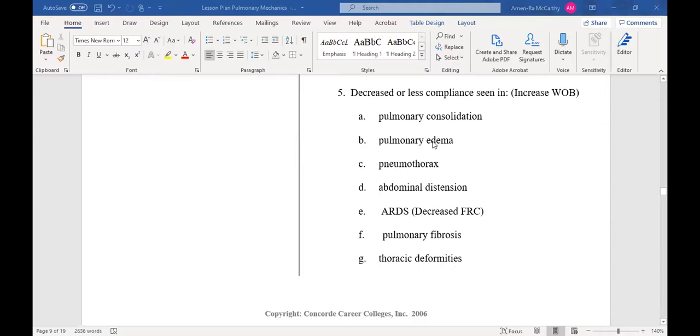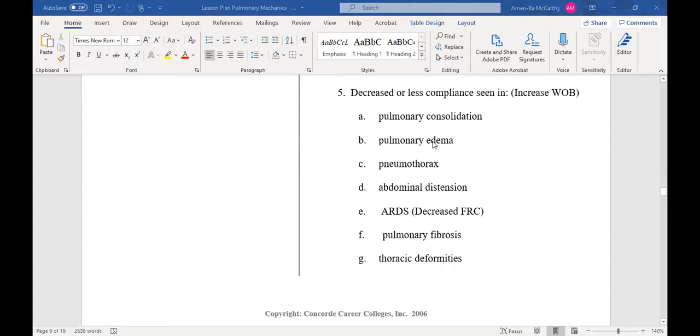A pneumothorax is a hole in the lung. Make sure you write that down. A pneumothorax is a hole in the lung. If I have a hole in my lung, then it's not going to fill up with air, because the air is going to go right out the hole. It's like a hole in a balloon. Can you blow up a balloon if it's a big hole in it? No. So if it won't blow up, it's less compliant. Okay? It won't do what you want it to do. Therefore, it's less compliant.